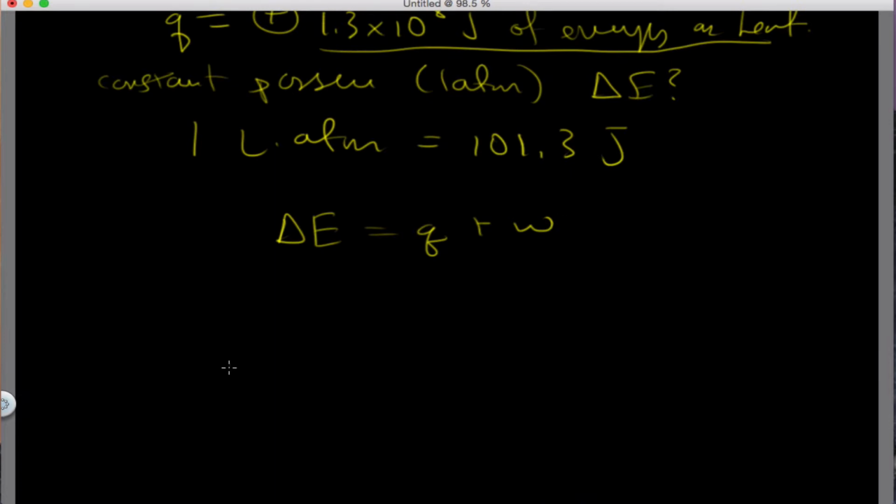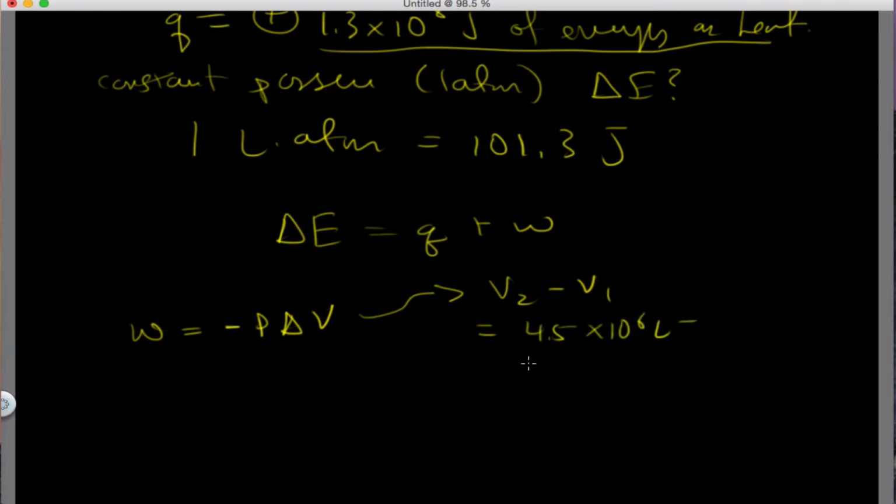So what is the work that's done on the gas? That's the first thing we need to know. The work done on the gas is going to be negative P delta V. So what's delta V then? Delta V is the change, V2 minus V1. In this case, that's 4.5 times 10 to the 6th liters minus 4.0 times 10 to the 6th liters. That leaves us with 5 times 10 to the 5th liters, and that's delta V.